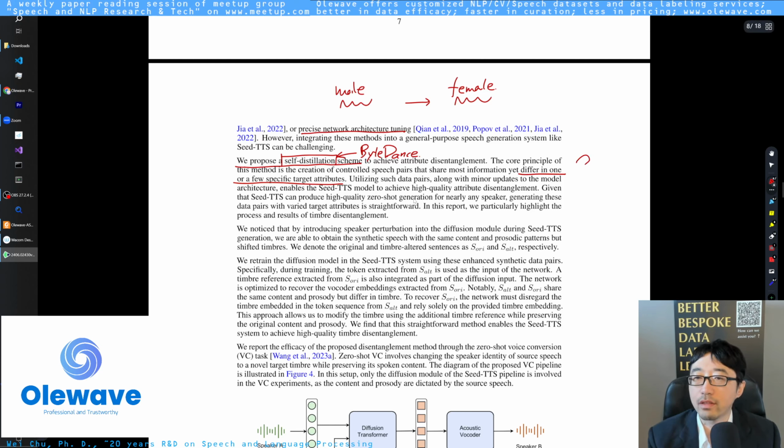So it's a question of how to generate these data pairs, or how do they generate these data pairs? And they're saying straightforward. I don't think it's very straightforward. Zero shot generation. Yeah, they're using the method I'm talking about, right? They feed a text and they just generate speech. This is text to generate, and they have a male registered voice and generate the female voice.